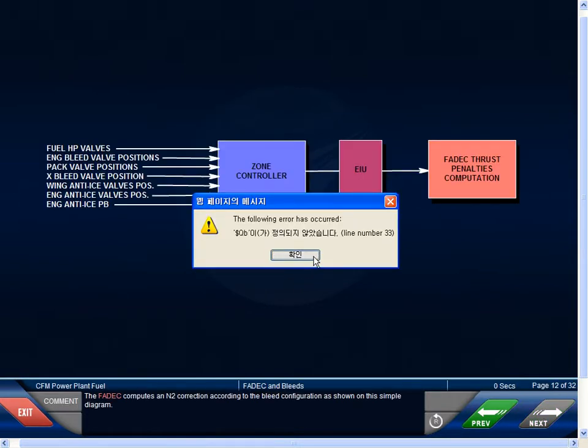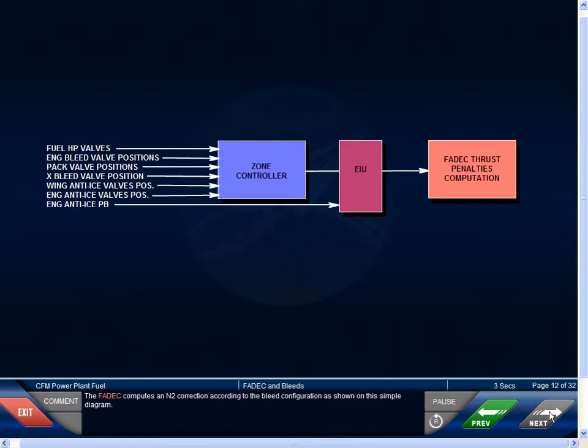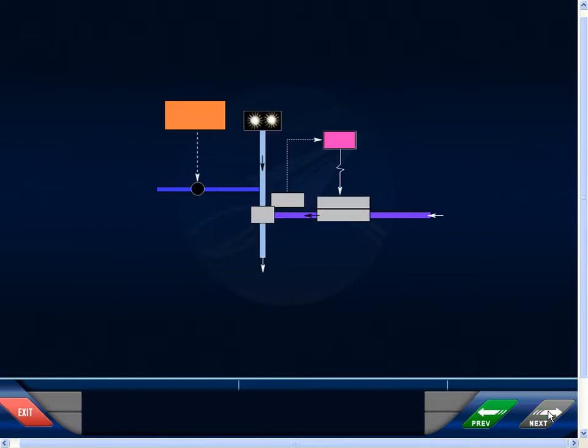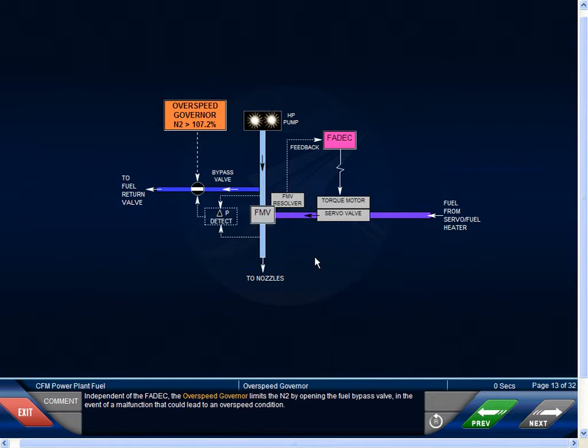The FADEC computes an N2 correction according to the bleed configuration as shown on this simple diagram. Independent of the FADEC, the overspeed governor limits the N2 by opening the fuel bypass valve in the event of a malfunction that could lead to an overspeed condition.